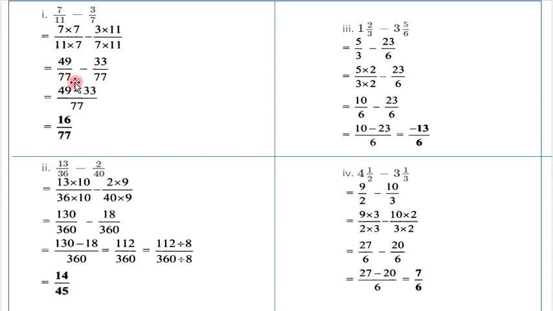So once the equalization is done, you can write it in this manner, where you write the number 77 as a common denominator just once, and that is how you get the answer 16 upon 77. In a similar manner, we are solving the remaining subtraction sums. Whenever you have mixed numbers, first you convert them into proper fractions and then move on to the next step of equalizing the denominators.